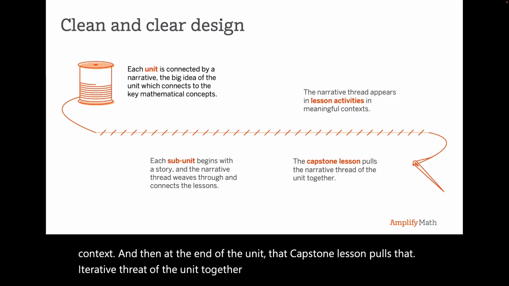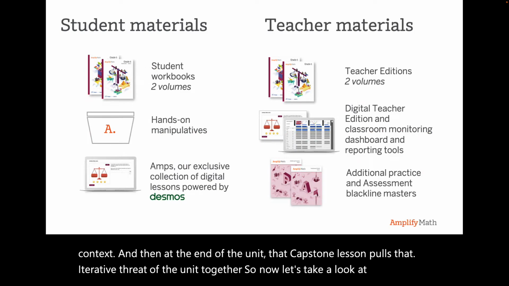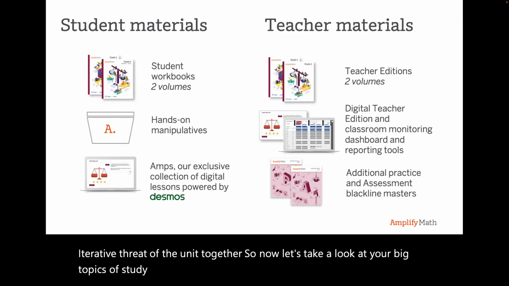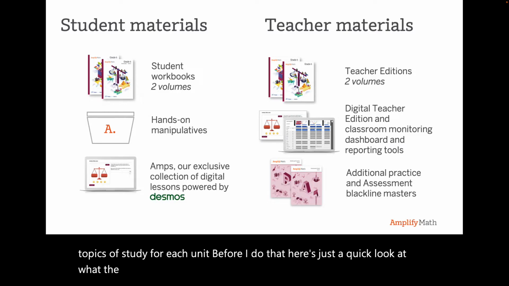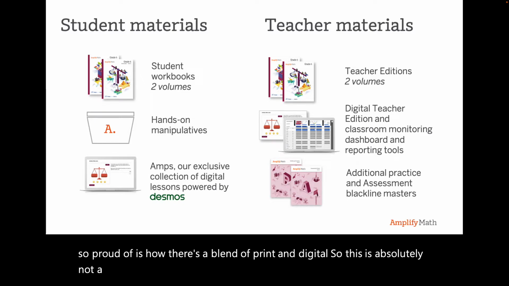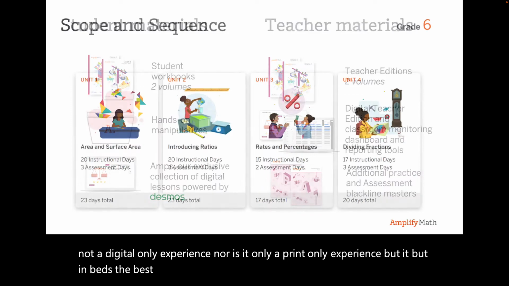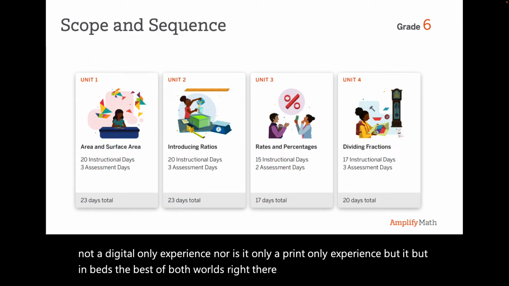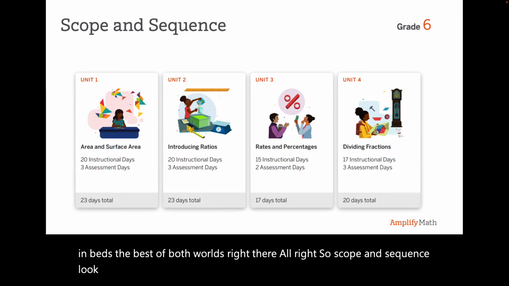So now let's take a look at your big topics of study for each unit. Before I do that, here's just a quick look at what the student materials are and the teacher materials. One thing we're so proud of is how there's a blend of print and digital. So this is absolutely not a digital only experience, nor is it only a print only experience, but it embeds the best of both worlds right there. All right, so scope and sequence. Look at this content. Here we are looking at grade 6.